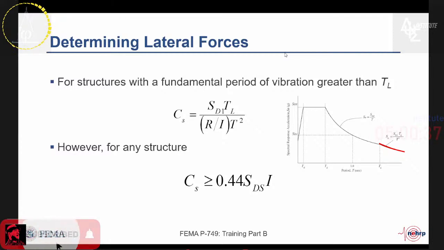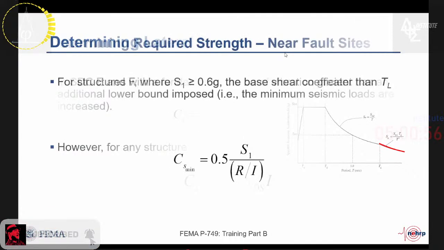And if you're in a place where S sub DS has a value of 1, and you realize that we're now designing for strength rather than ASD, allowable stress design, and that strength forces are 1.4 larger than allowable stress design forces, you see that that is still the same 3% of a structure's weight.